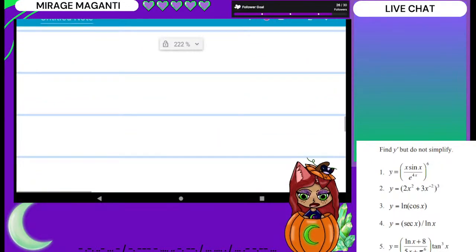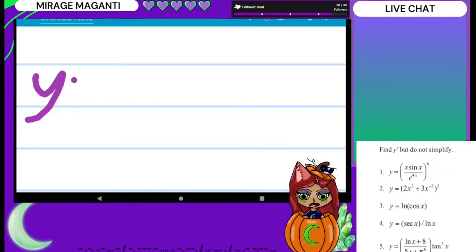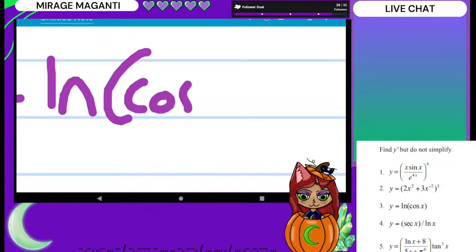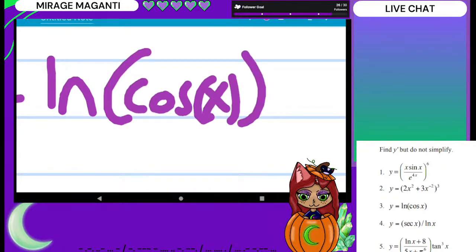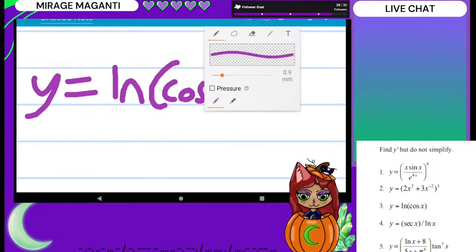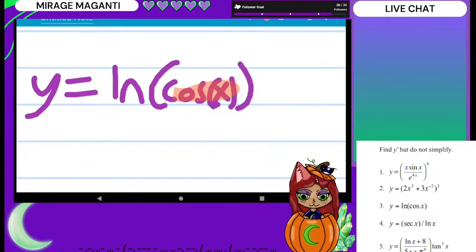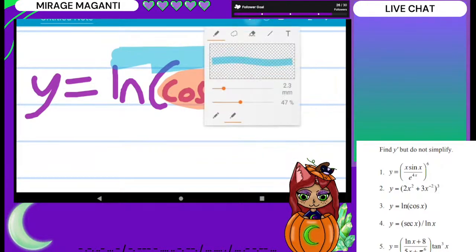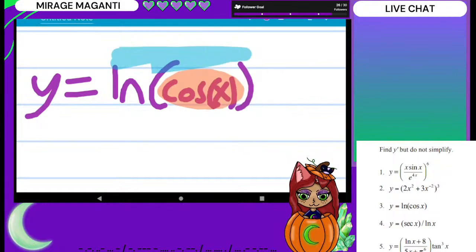Okay, what else we got? Y is equal to the natural log of cosine x. And so, again, highlight because I find it makes it a lot easier. There's 1 there. And then this whole thing is 1. So we've got two functions there.